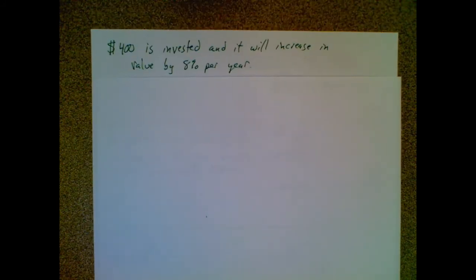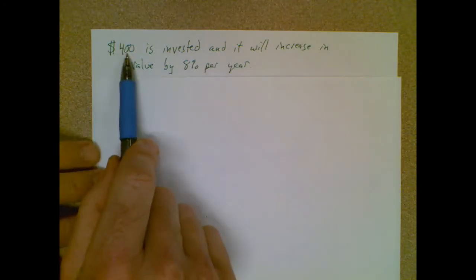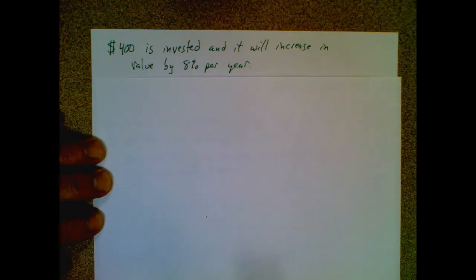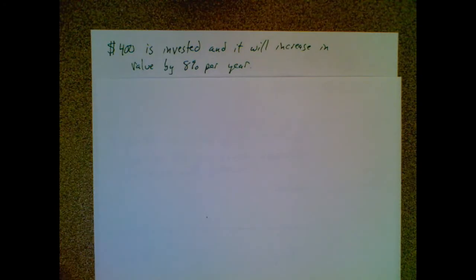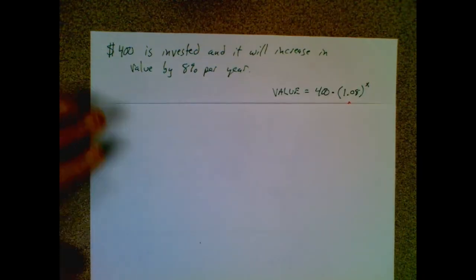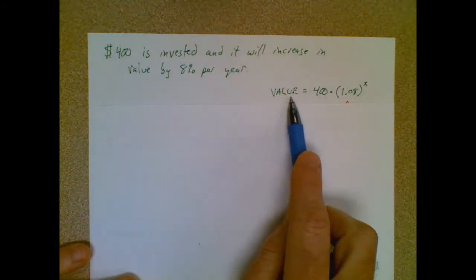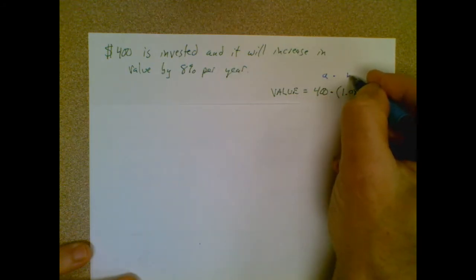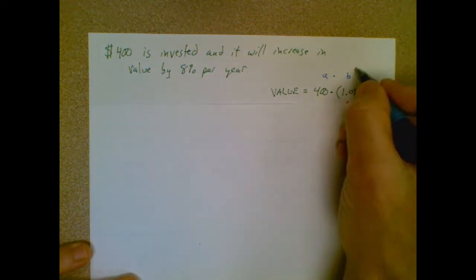So we'll go through some more examples, and I think you'll start to see how you can change words into equations and then graph them and so on. I have $400, and it's invested into an account that will increase in value by 8% per year. So I know that since my investment value is going up, this is exponential growth, and I know my starting amount is 400. So the value of my account is, you can think of this as your A, and now we need a growth rate, B.